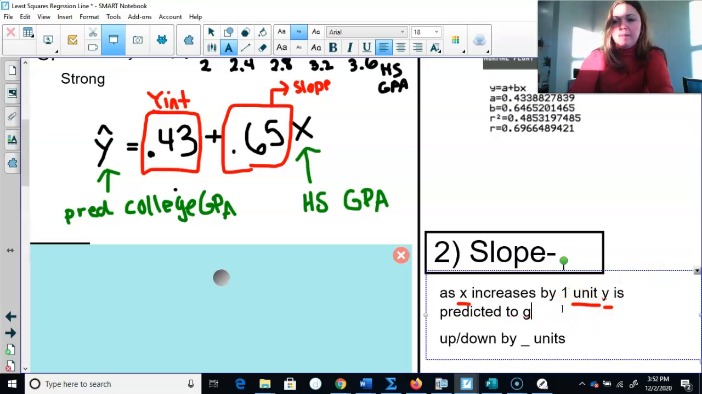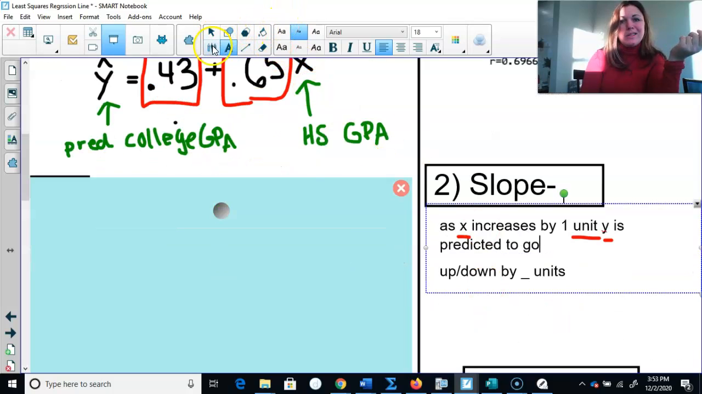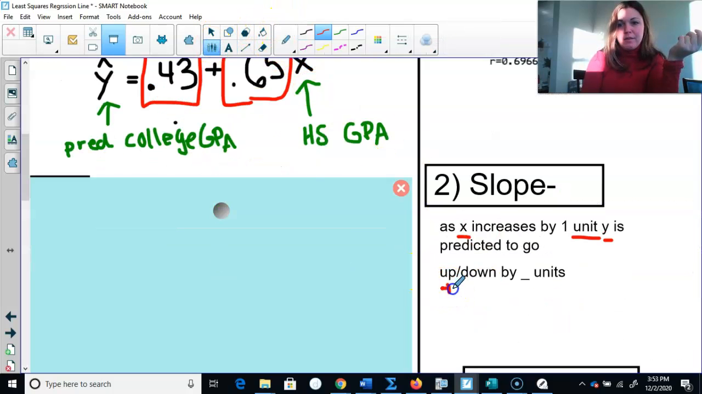Forgive me for that. Y is predicted to go up or down by blank units. In this case, our college GPA is our Y. Our college GPA is predicted to go up in this case because our slope is positive, and down if our slope is negative. So again, we just fill in the blank here.